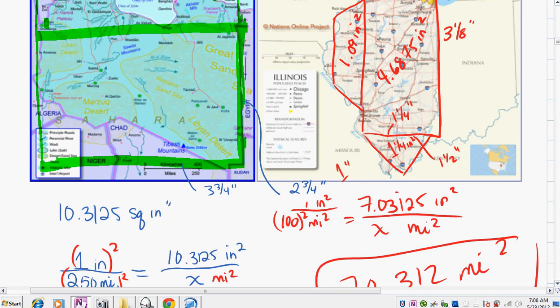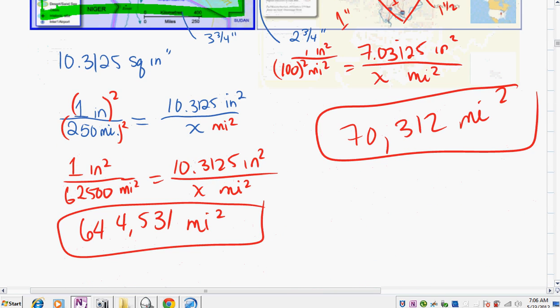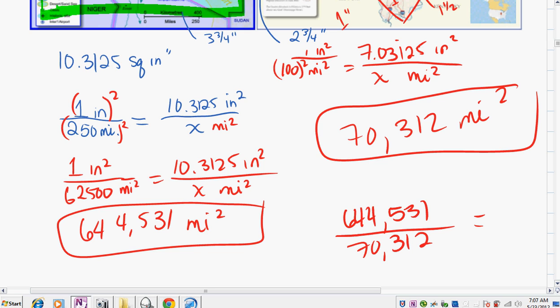Well, you might see that the rectangle was probably bigger than anything I cut out. So the question still remains, how many fit in? Well, using my numbers here, I would take the area of Libya and divide it by the area of Illinois, and that would tell me how many Illinois go into Libya. So 644,531 divided by that answers 9.17 is what I would have come up with.